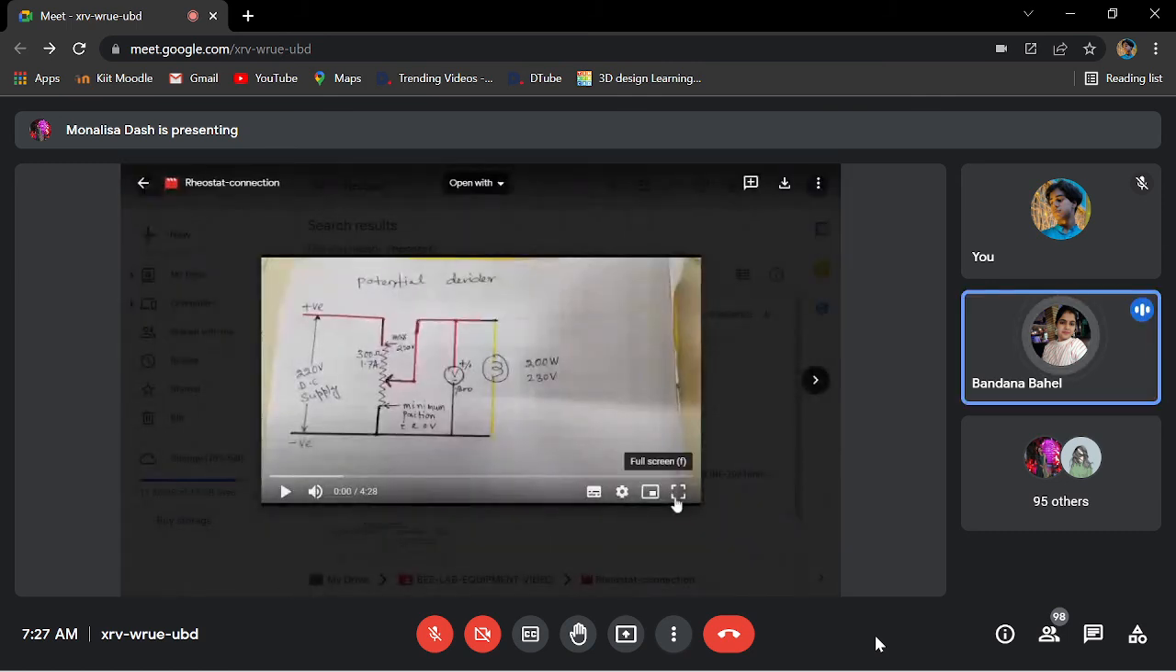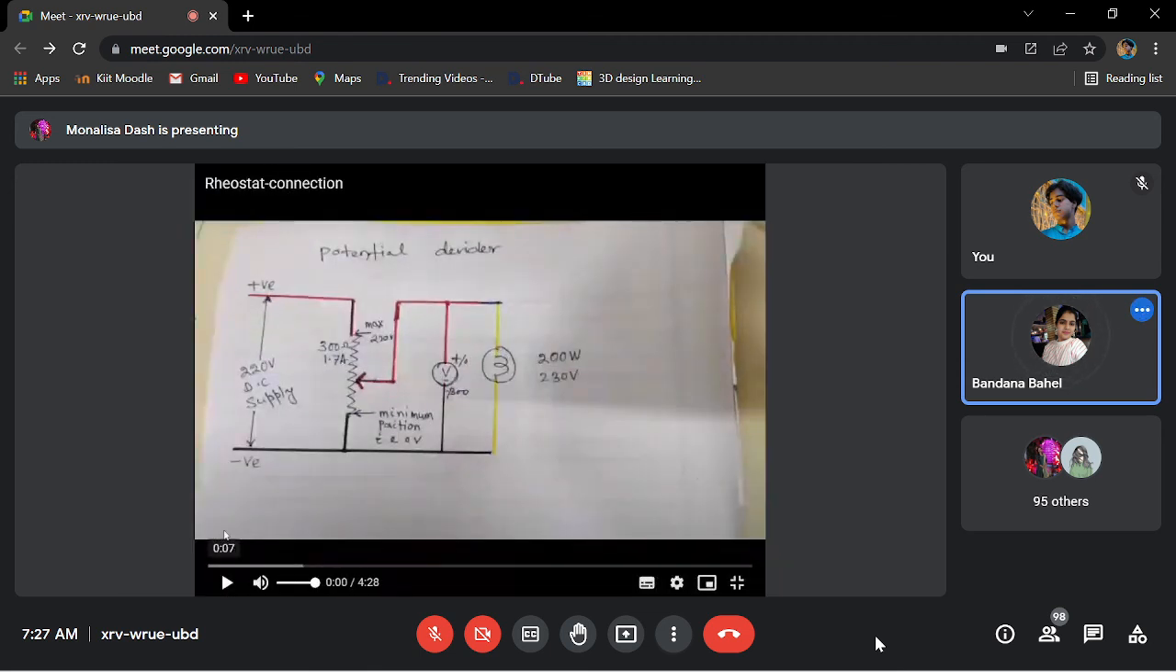So another video, that is the rheostat connection. Forget about the connection now. What are the terminals and how it is being varied. So in DC, when we use it for voltage variation, that is a potential divider, also known as a rheostat. You have used this before in your 12th, I think. So go through this video, then you can ask if you have any doubt.